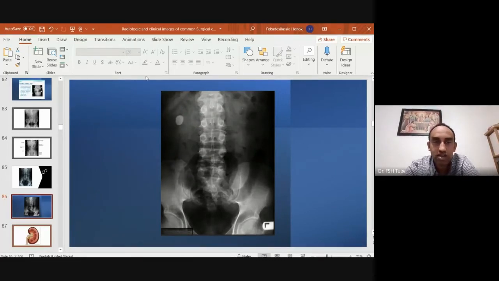So what about here? What do you think is going on? Just like I said, I described the other X-ray as a KUB with an abnormal radiopaque shadow. And I think the most important differential diagnosis is right kidney stone because it's in the kidney projection. So most probably it's a renal stone.